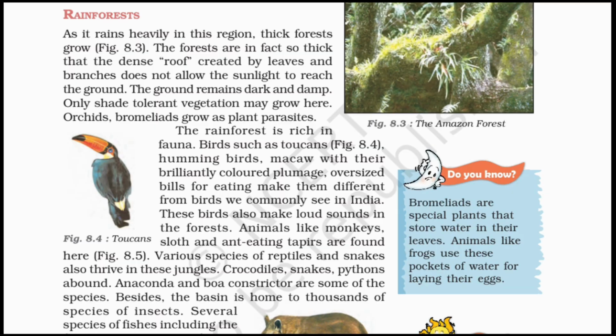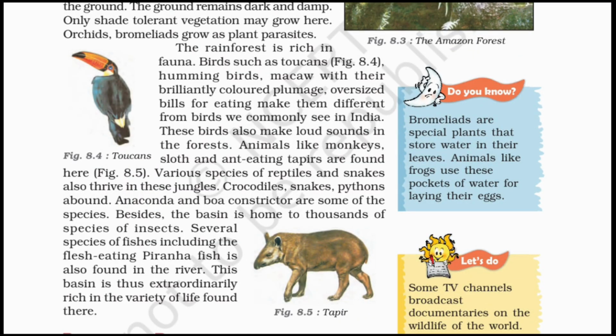Various species of reptiles and snakes also thrive in these jungles. Now, because it is a thick forest, this is the best home for the snakes to survive, right? Crocodiles, snakes, and pythons abound. Anaconda and boa constrictor are some of the species. Besides, the basin is home to thousands of species of insects. Several species of fishes, including the flesh-eating piranha fish, are also found in the river. This basin is thus extraordinarily rich in the variety of life found there.